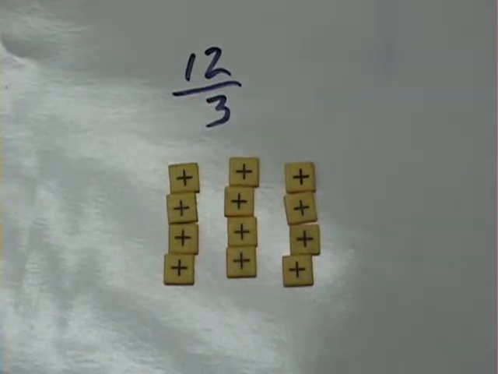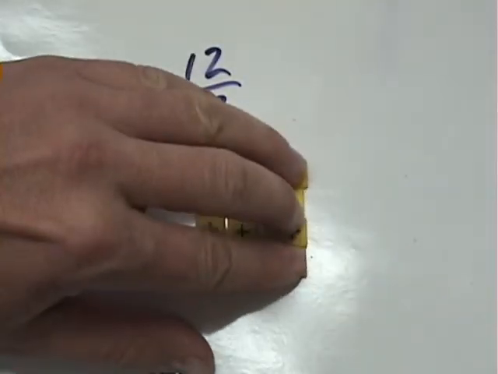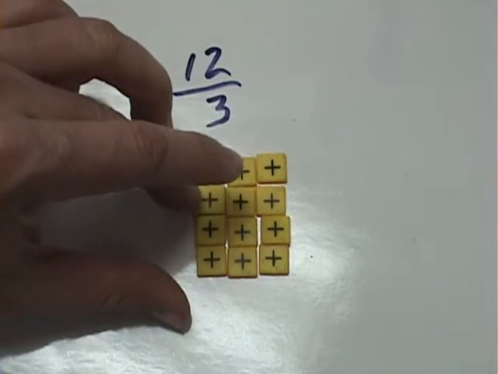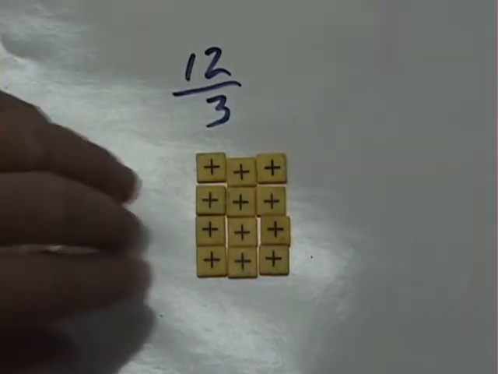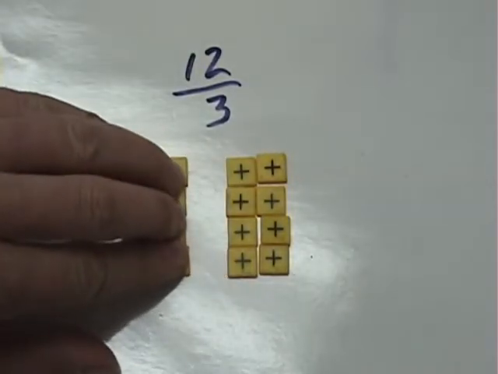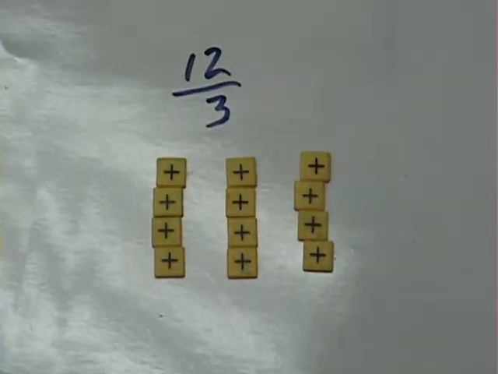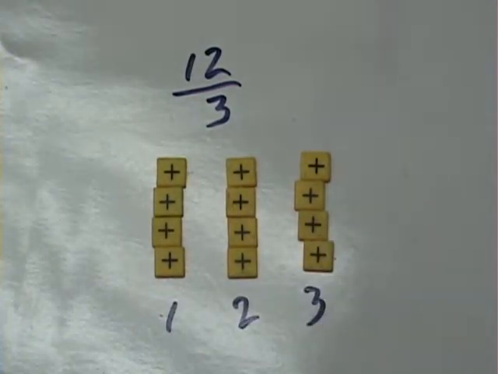Okay, last we're going to look at division. So we're going to figure out what 12 divided by 3 is. So we would start out with our 12 tiles and tell the students that we want to divide these 12 tiles into 3 equal groups. Okay, well, since we have 3 columns, that makes it fairly easy. We'd be able to take the groups of tiles and separate them so that we had 1, 2, 3 groups.